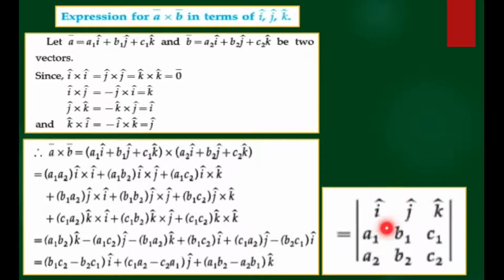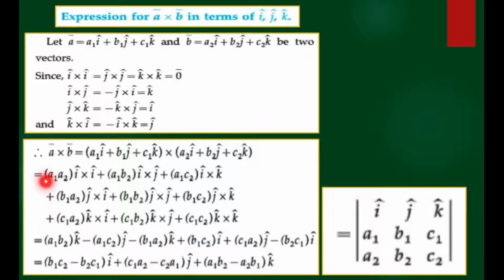So when we solve this determinant, in the first row we write i, j, k, then in the second row we write the coefficients of i, j, k of the first vector, and in the third row we write the coefficients of i, j, k of the second vector. So if we solve this determinant by writing plus, minus, plus, you get the value, that is this last step.